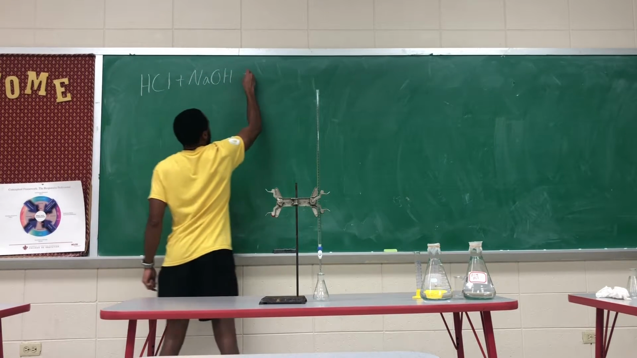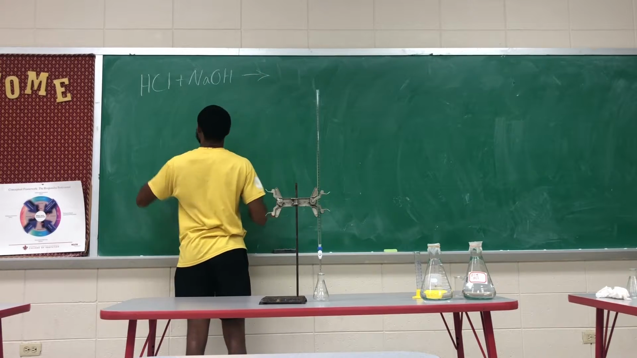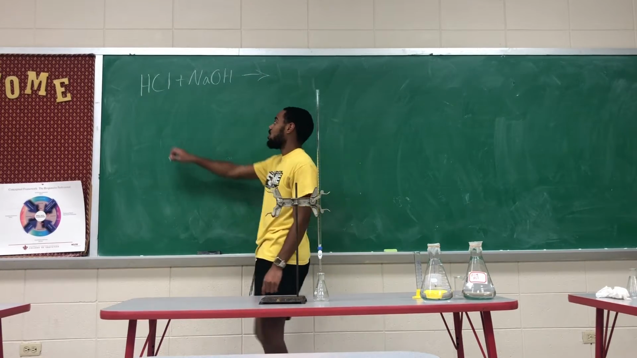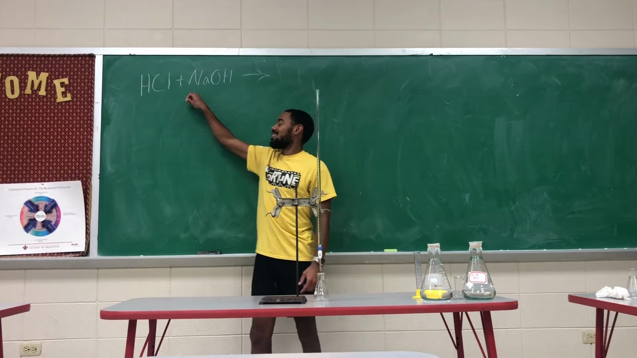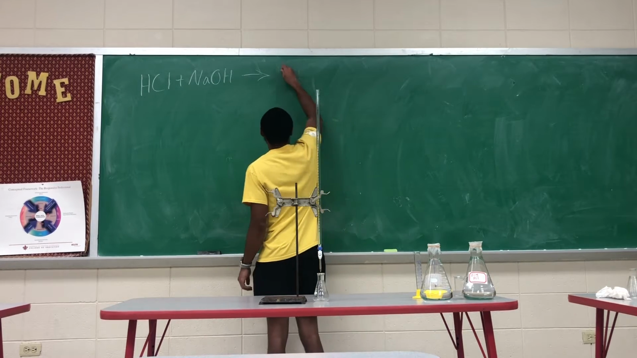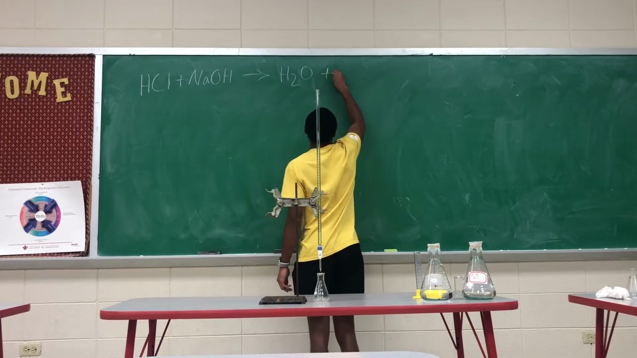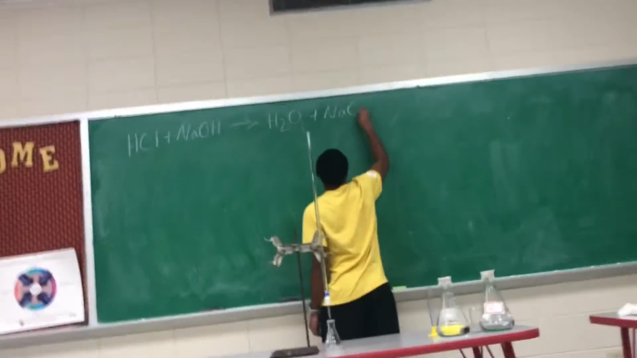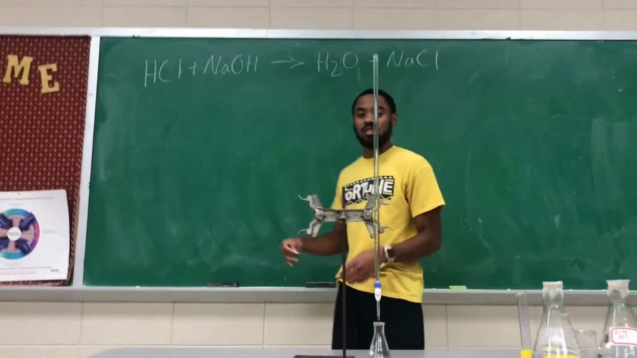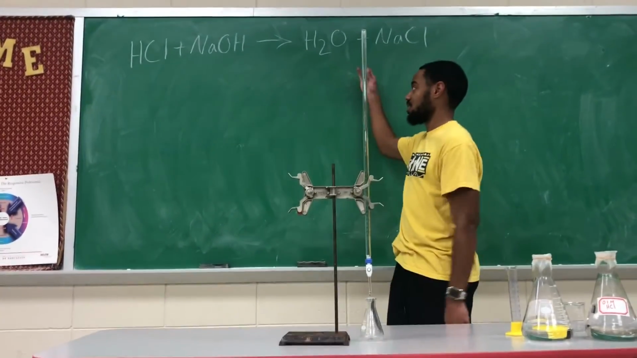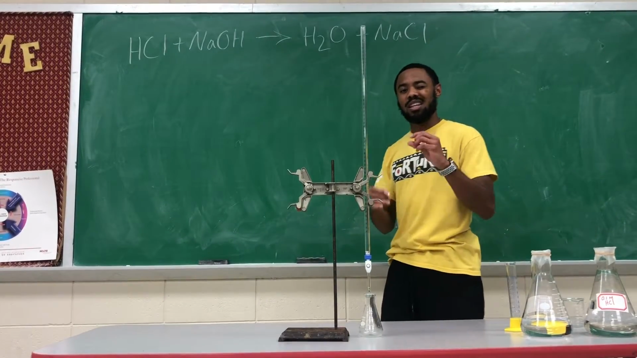And this is going to be a double displacement reaction, so they're going to pretty much switch partners. So the H is going to go with the OH, and the Na is going to go with the Cl. So that your products end up being H2O and NaCl. So this is going to be our overall reaction that we're going to be doing. And we're going to be looking at molarity.